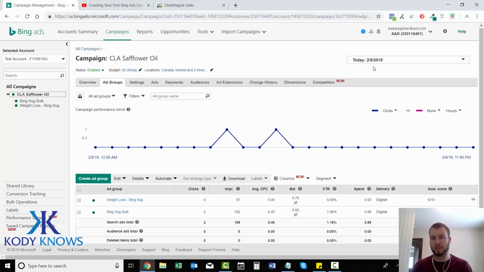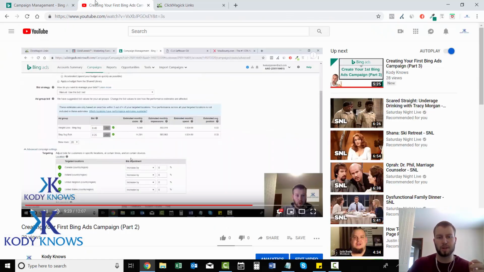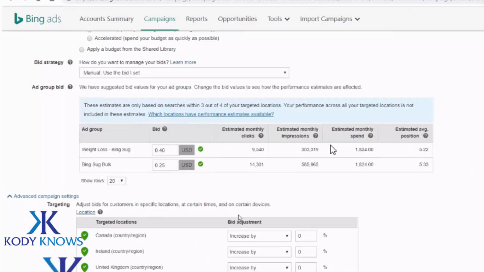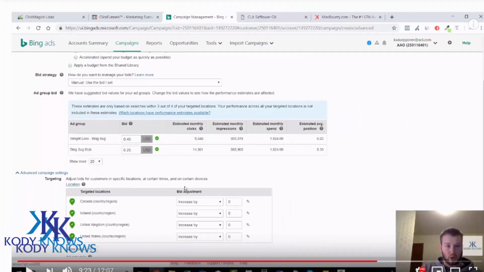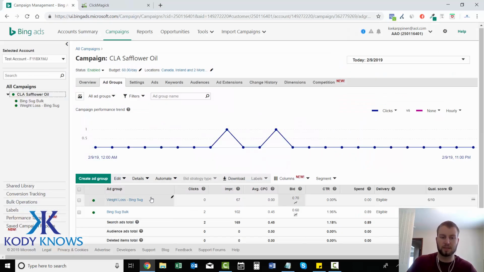I created this campaign February 7th, and I let it run for 2 days, and today we got two clicks. One more thing, I had to change the bid, because I was getting impressions when I first submitted this campaign. Once it got approved, I was getting impressions, but my average position was so low that I had to raise my bid. In one of the previous videos, you can see I set the bid for 40 cents for the weight loss being suggested, and then 25 cents for the bulk being suggested. So then I raised it to 70 cents for the weight loss being suggested, and then 60 cents for the bulk being suggested. And that seemed to have worked.